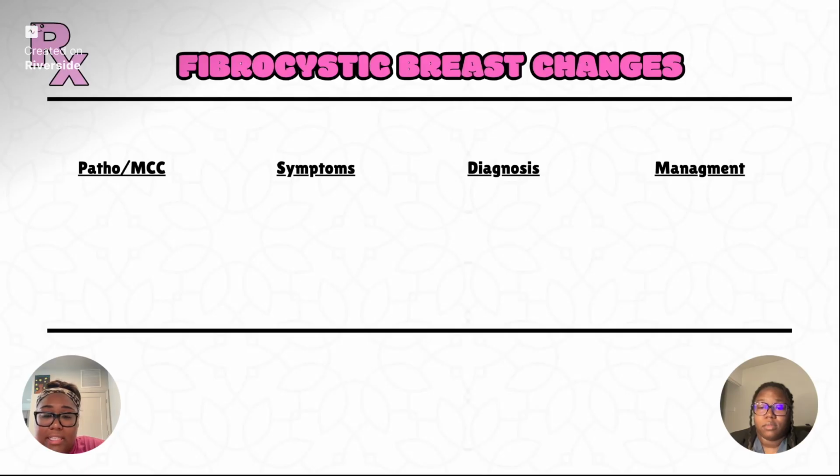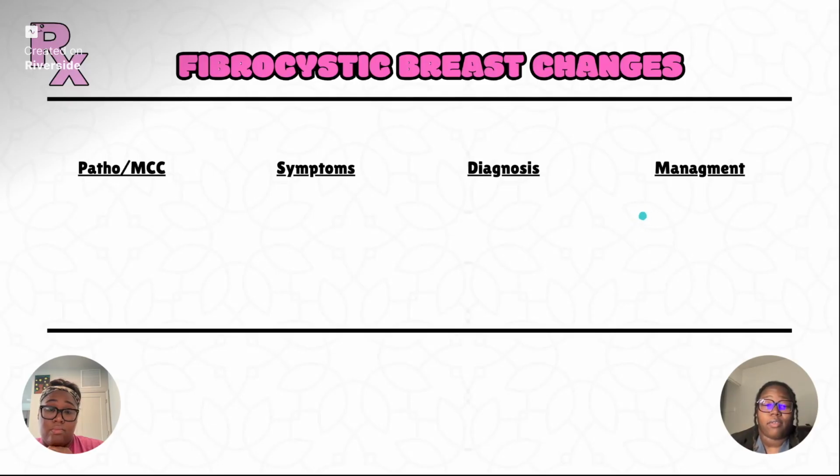As far as diagnosis, it's going to be clinical as well, but ultrasound will help guide that diagnosis, and you will see the large painful cysts on the ultrasound. And then as far as management, supportive care, so NSAIDs, warm compress, supportive bra, and things of that nature.